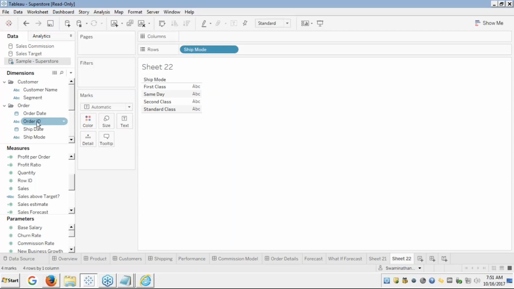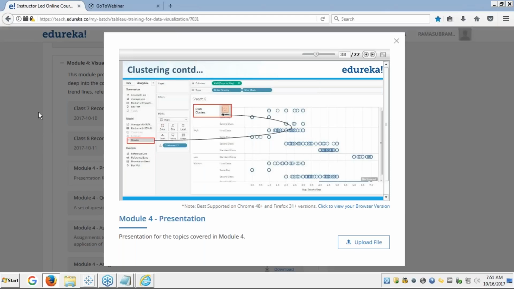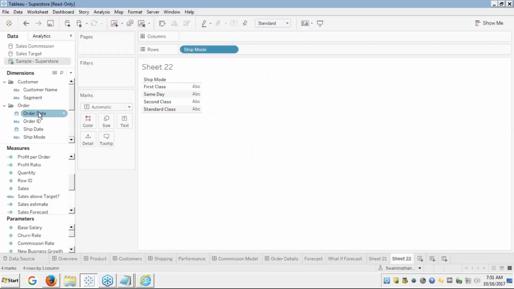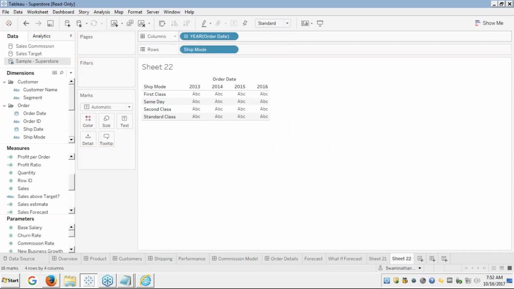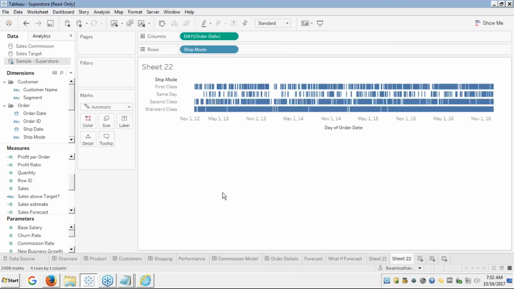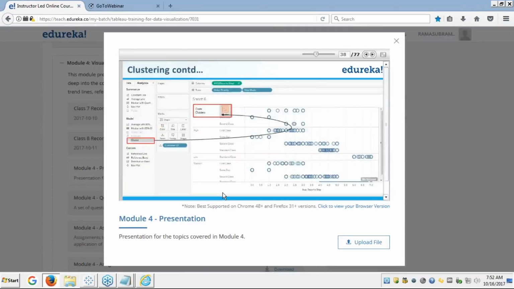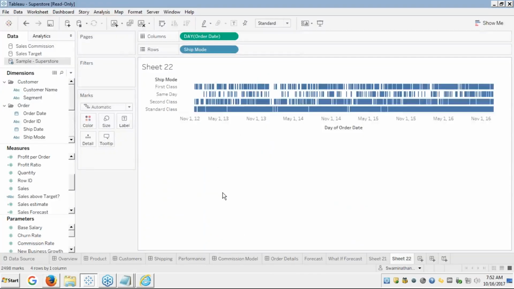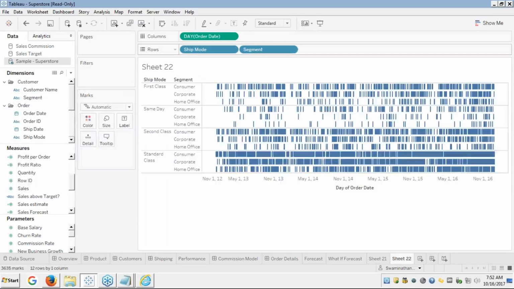Okay, and let me choose something else here. Shipment mode, maybe order date. Will it be appropriate? Average days to ship. Yeah, I can take the order date, and I'll take days there in the order date. I'll choose the date. Okay, and maybe I'll choose based on various segments. Okay, so shipment mode and the segments.